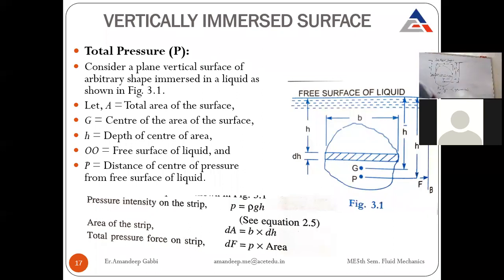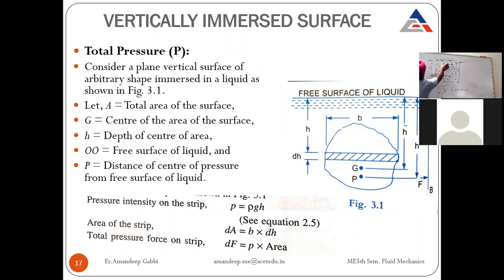Now first of all, we have to draw this diagram. I have drawn this diagram. Now consider a small surface dx. Its thickness is dx and its distance from the free surface is h, and the area we have considered has width b.